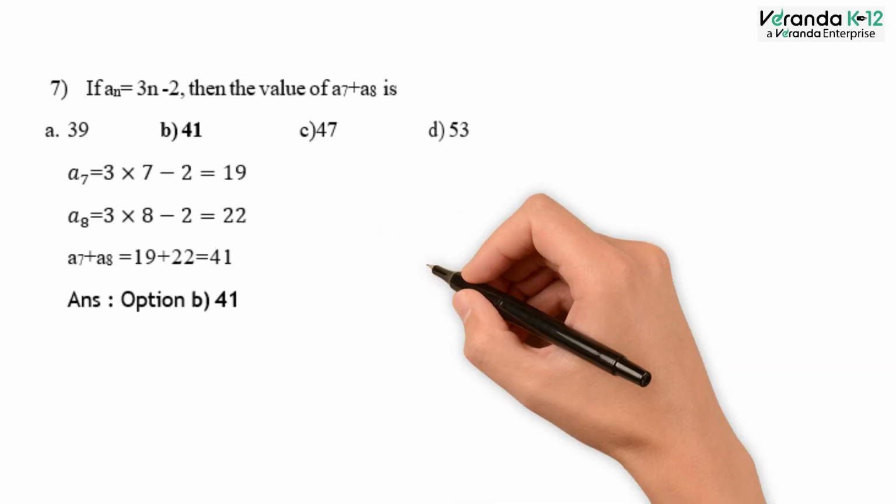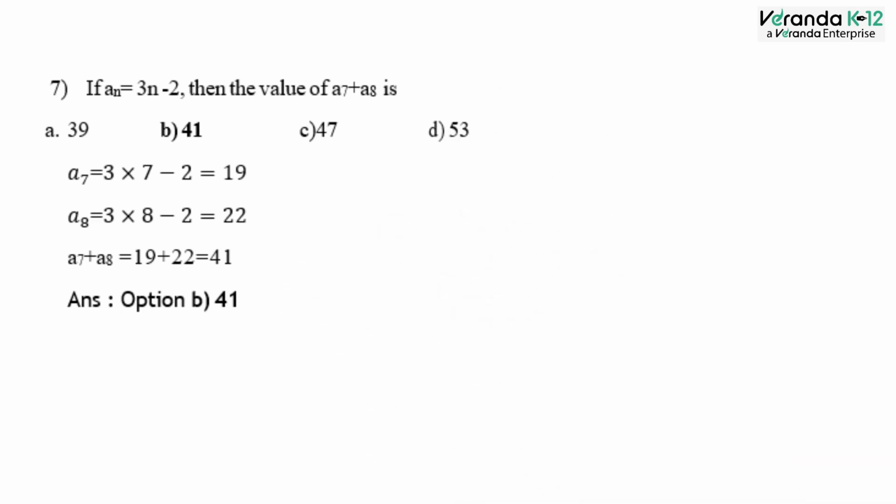Seventh question. If an is equal to 3n minus 2, then the value of a7 plus a8 is option A, 39, option B, 41, option C, 47, option D, 53. Solution. An is equal to 3n minus 2. A7 is equal to 3 into 7 minus 2, which is 19. A8 is equal to 3 into 8 minus 2, which is 22. A7 plus A8, we get 19 plus 22, which is equal to 41. So the answer is option B, 41.